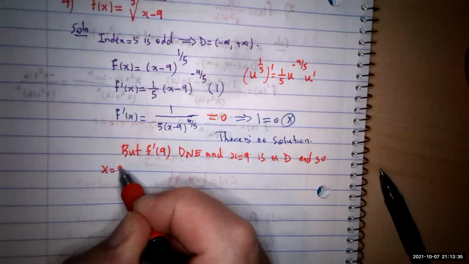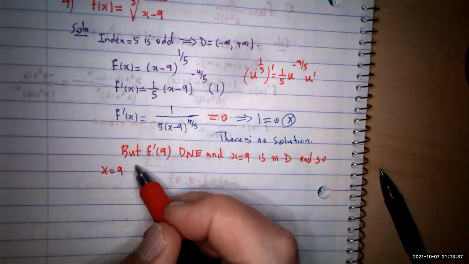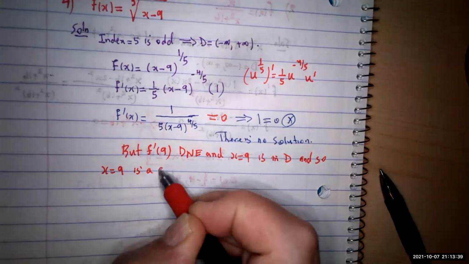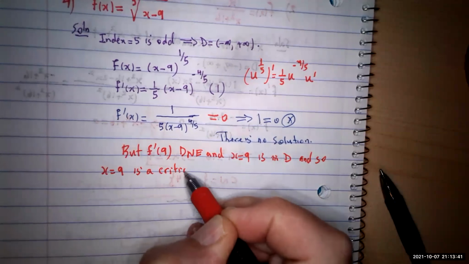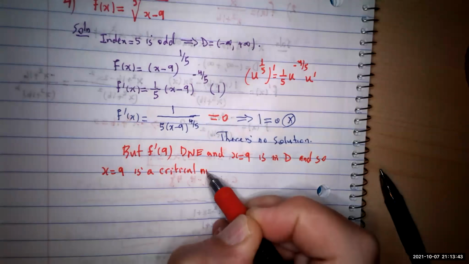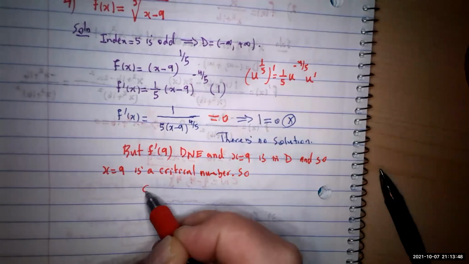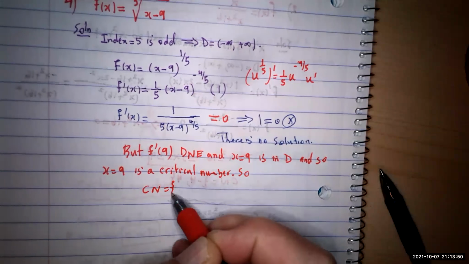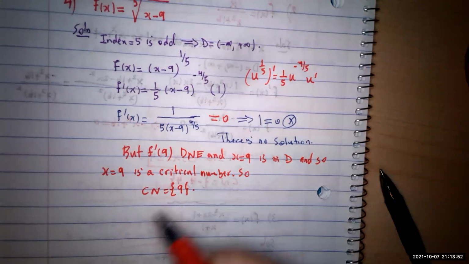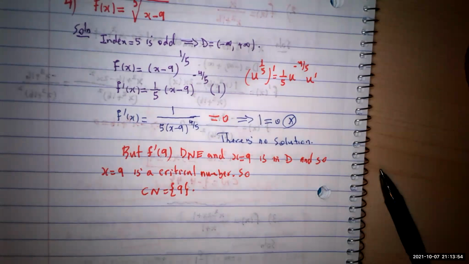x equal to 9 is a critical number. So you have one critical number. You see, that's a situation you're going to have, so you've got to be careful with this radical function. We call this a free critical number. You didn't do anything and you get it.